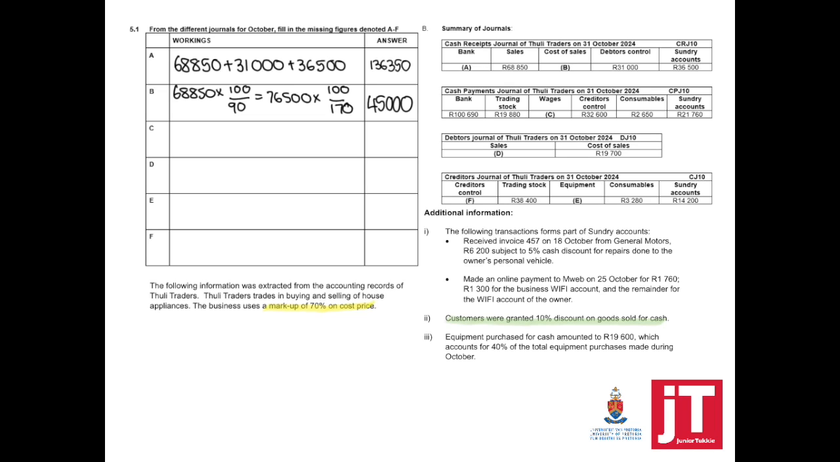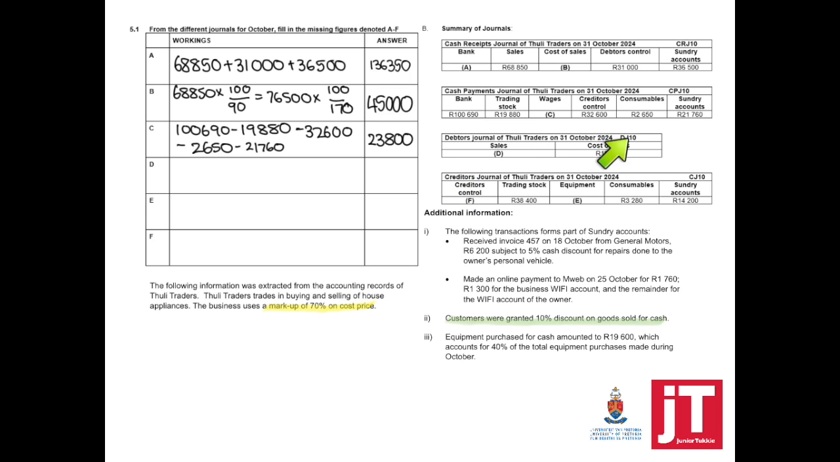To find out what is number C, we need to go on the principle of that which you've learned from the cash payment journal. Bank will always be credited. Money will go out of our bank account. It will be credited. The rest is going to be debited. So number C becomes basically my missing figure by taking bank minus creditors control minus trading stock, minus consumables, minus sundry accounts. And that equals my total for my wages.